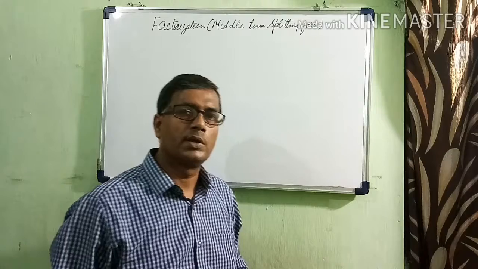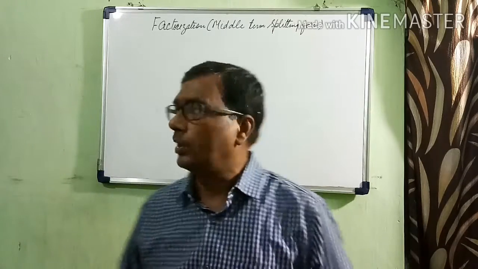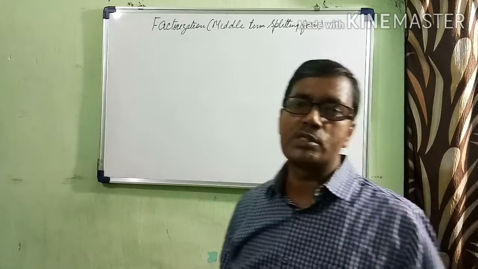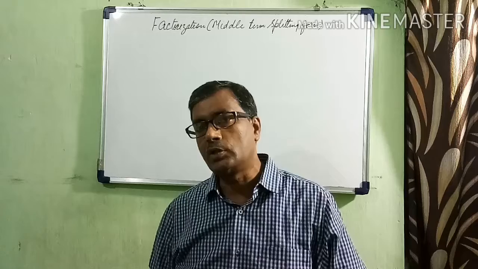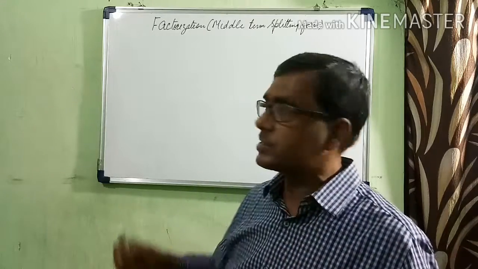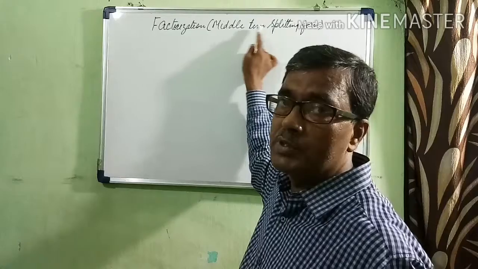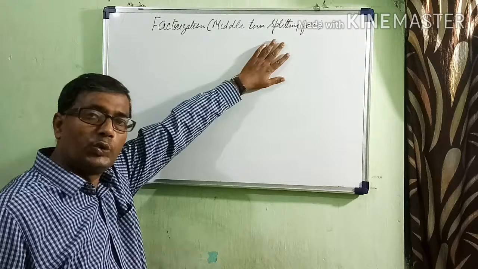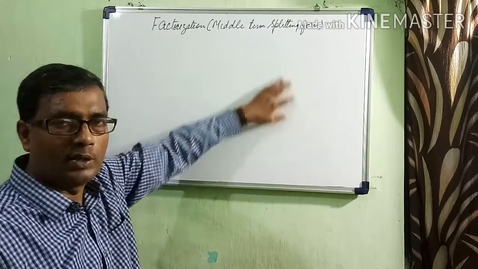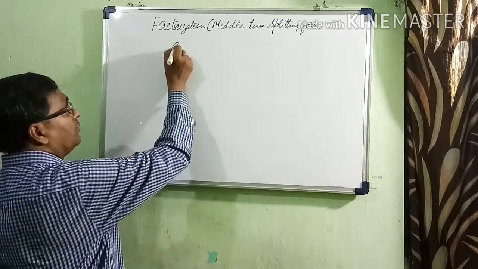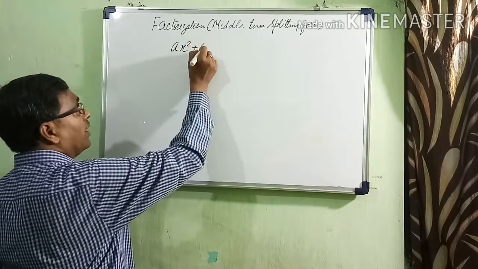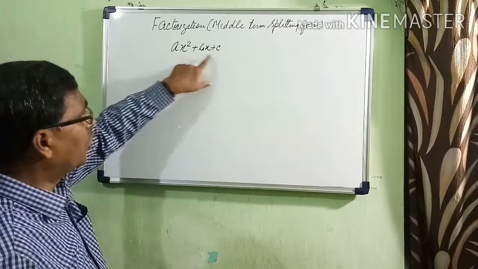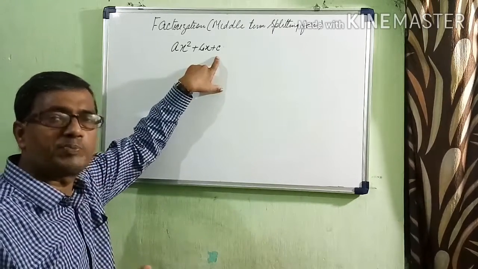Good morning, students. Today I'll discuss the topic factorization by middle term splitting form. Last class we discussed factorization by using the identity, and now we will discuss factorization by middle term splitting form. Before discussing this method, we should know what a quadratic polynomial is: it is ax square plus bx plus c. This polynomial is to be factorized by middle term splitting form.